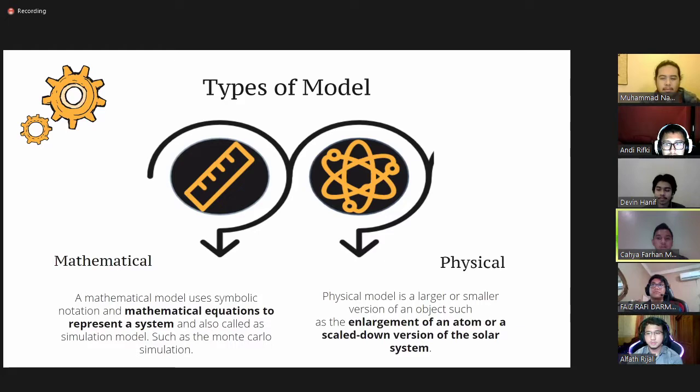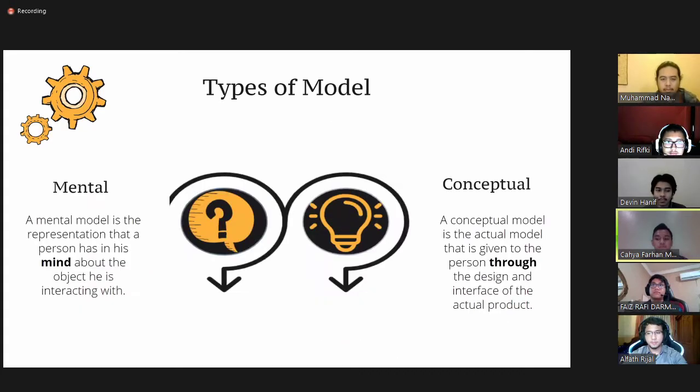there are different kinds of models. The first one is the mathematical model. The mathematical model uses symbolic notation and mathematical equations to represent a system, and it is usually called the simulation model, such as the Monte Carlo simulation, for example. The next type is the physical model, which uses a larger or smaller version of an object, for example, to enlarge an atom or a scaled down version of the solar system. Next.